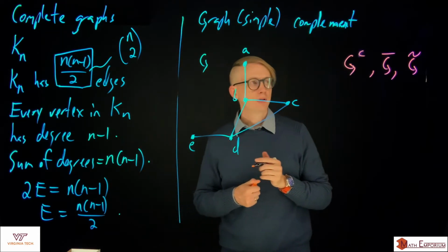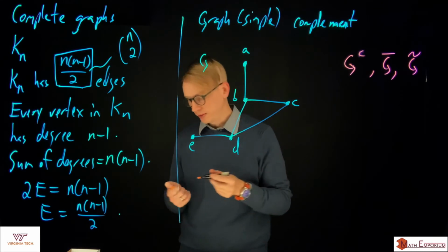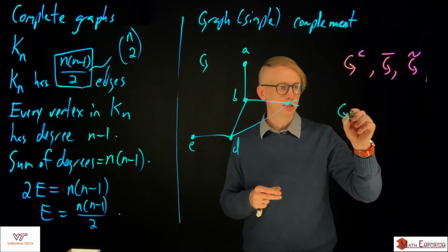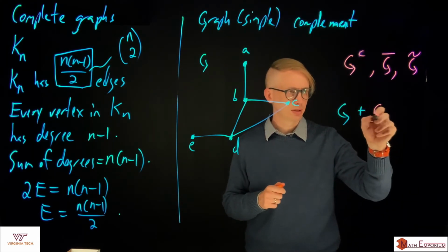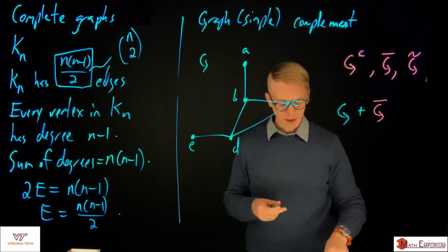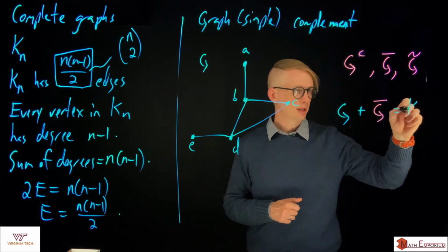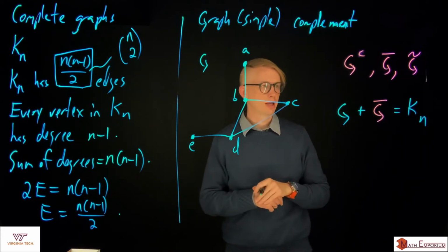All right, so to find G bar, here's what I do. I need to know the following fact: I'll talk about graph addition in a second, so you'll see me actually doing it. If I add a graph and its complement together, whatever that addition would mean, I end up with a complete graph, Kn, where n is the number of vertices in each graph.